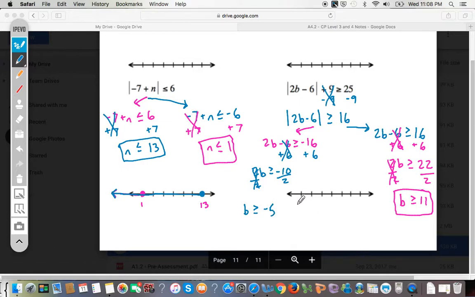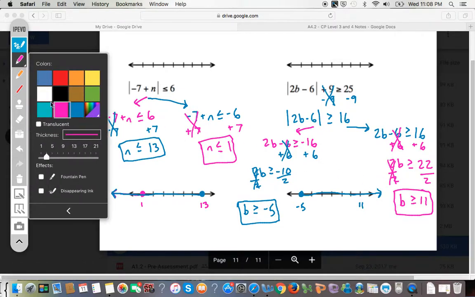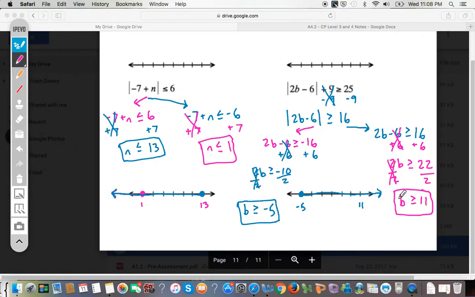So I'll go to my number line, I'll put negative 5 right here, put 11 up here. So b is greater than or equal to -5. So closed circle. I'm heading this way. And I have b is greater than or equal to 11. So that's another solid dot right here, and I'm still heading this way. Okay, so that's my solution.